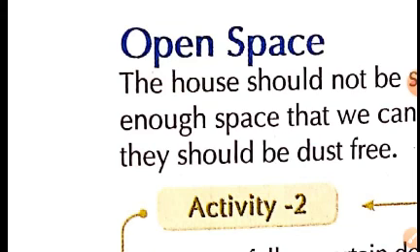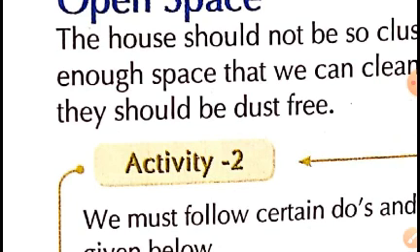So children, the house should have enough open space because it allows the circulation of air into and out of the house. So you get enough fresh air, and if you have a lot of space around your house, you can come out of your house and feel the freshness and openness of nature, and you can breathe in the open air. So having an open place around the house is very important.